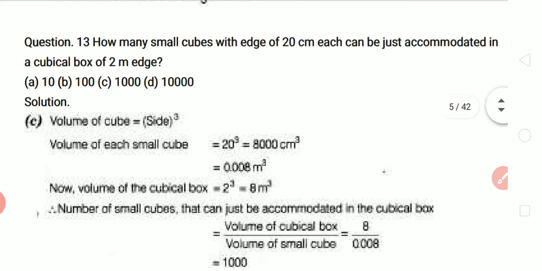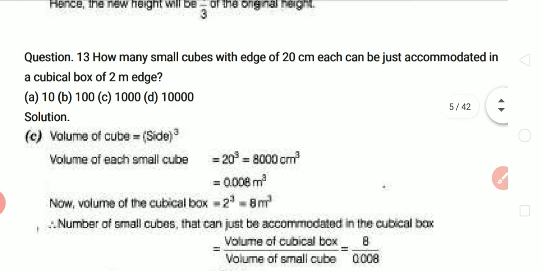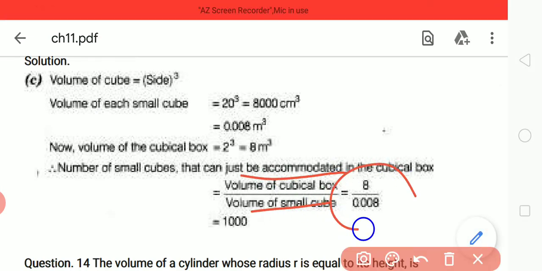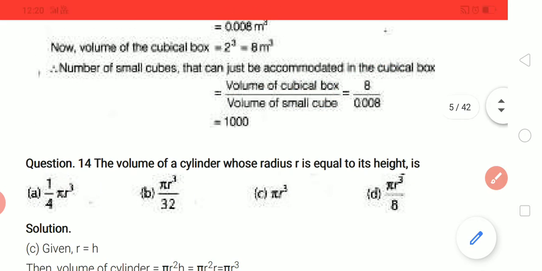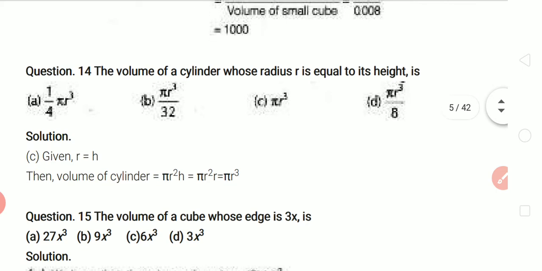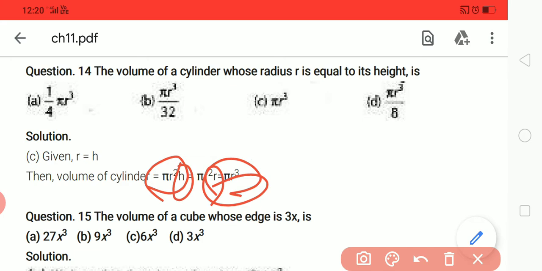How many small cubes of edge 20 centimeter are just accommodated in the cuboidal box of 2 centimeter? So same, you can find both the volumes and divide, you will get 1000, right? It is the same question. The volume of the cylinder whose radius is equal to its height. Okay, radius is equal to height is given. So pi r square h, instead of h we will write r, then it becomes pi r cube. So this is C.